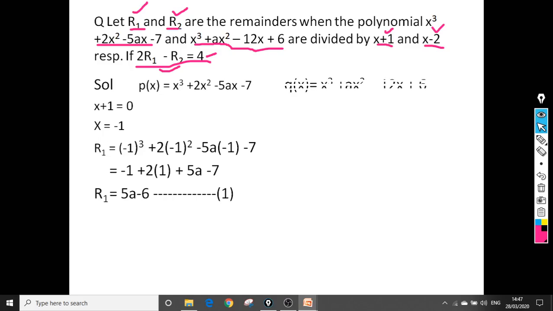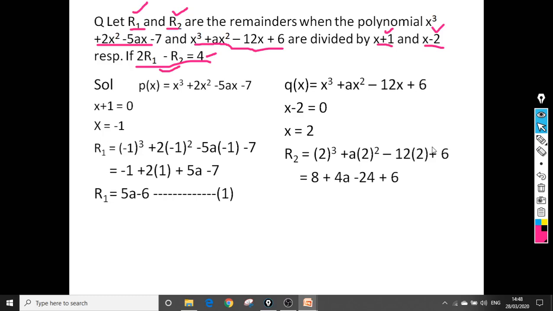The next step, considering the second polynomial as q of x, x cube plus ax square minus 12x plus 6, and x minus 2 set to 0, x is equal to 2, finding the remainder as r2. Substituting this value, we get 2 cube plus a times 2 square minus 12 into 2 plus 6. Further solving the calculation, r2 is equal to 4a minus 10. Now we have found the values of r1 and r2. These values we will substitute in the condition given in the question.